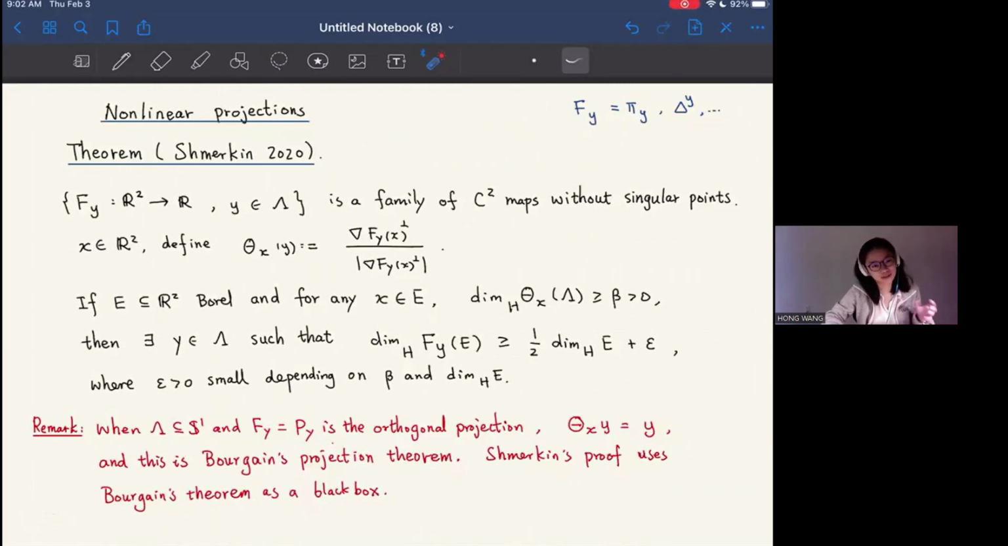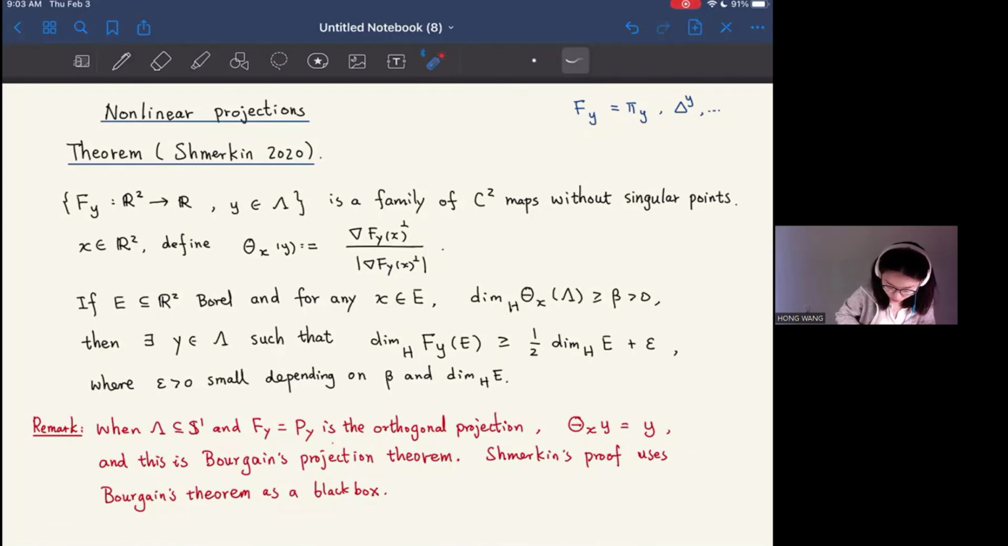So we have discussed different kinds of maps, for example, the radial projection map, and the distance map, taking a distance from x to y. And all those maps have a common thing, that is, they are nonlinear projections. And so Pablo Shmerkin has this wonderful result about extending Bourgain's projection theorem to nonlinear projections.